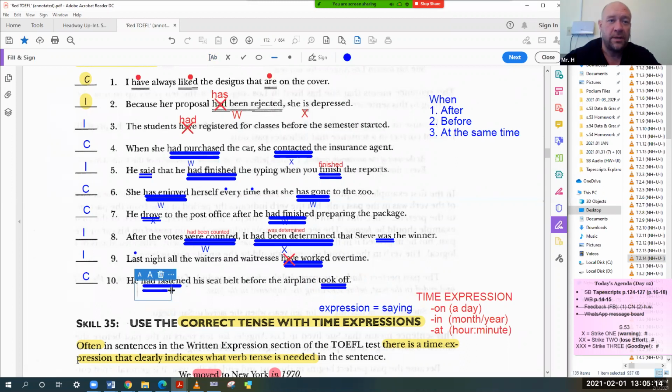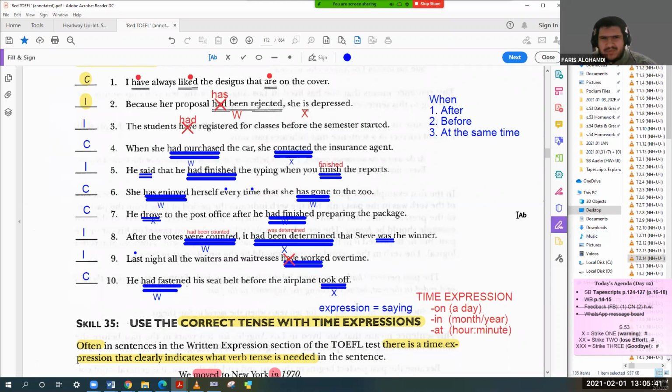Okay. There you go, gentlemen. That's it. That's the end. So W. Here's your W. Here's your X. Which is finished first? He had fastened his seatbelt before the airplane took off. All right, guys. That's all for today.